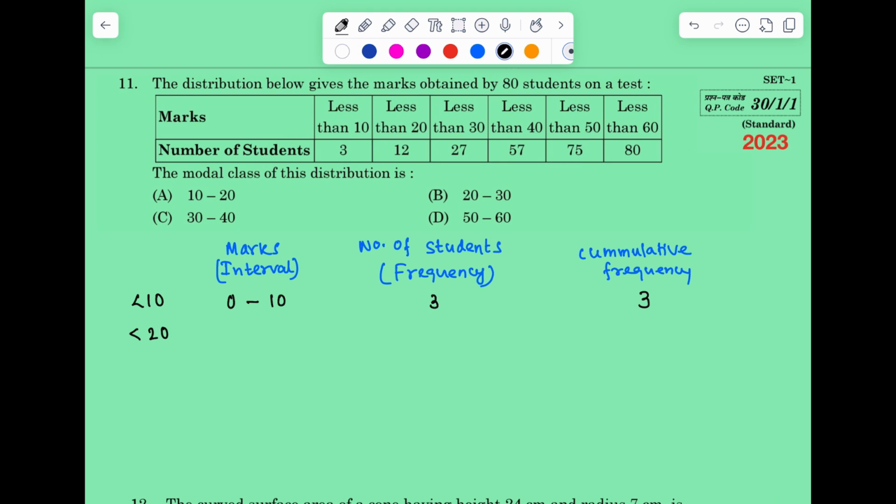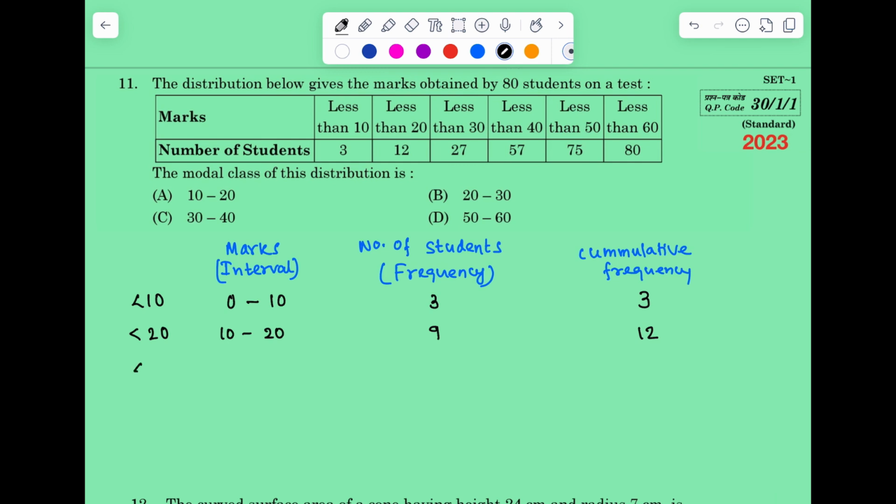Similarly, less than 20 meaning the marks secured is from 0 to 20. The class interval we will write as 10 to 20, but 0 to 20 is the cumulative frequency. Actually it is equal to 12. So 10 to 20 will be equal to 9. That means 9 students secured from 10 to 20, and 3 students secured from 0 to 10. So from 0 to 20 marks there are 12 students.